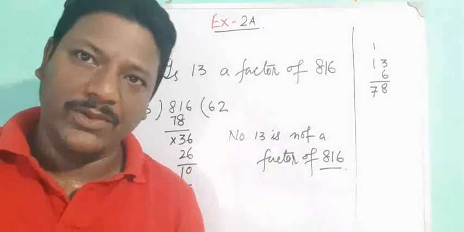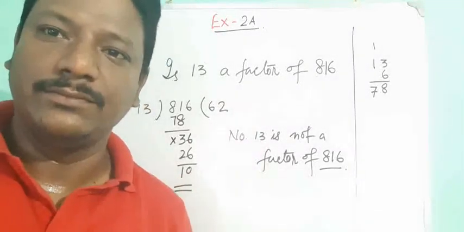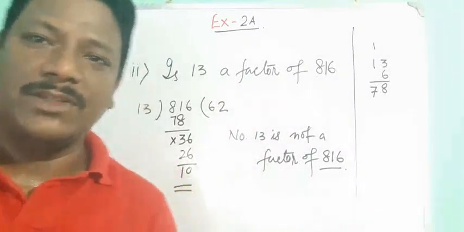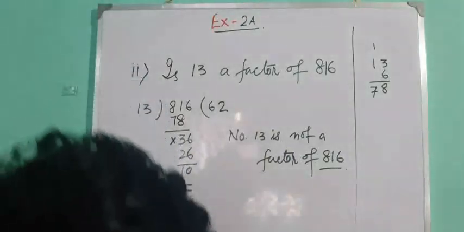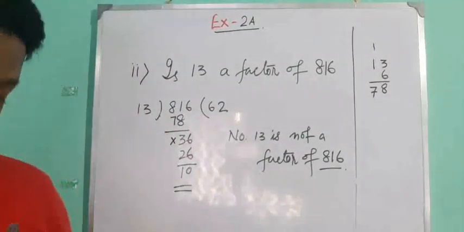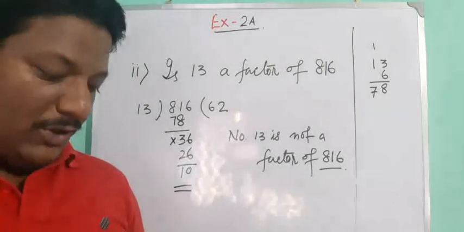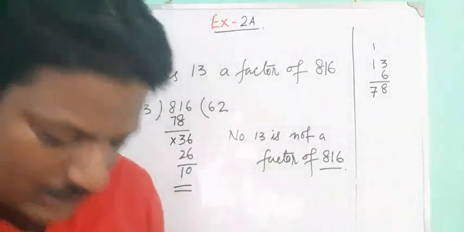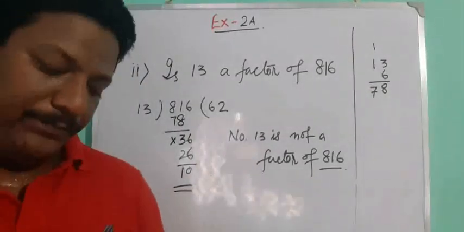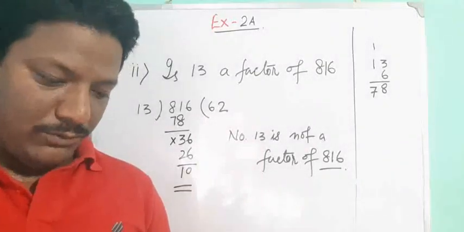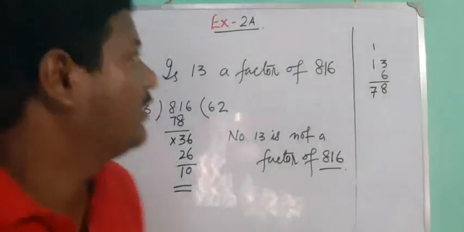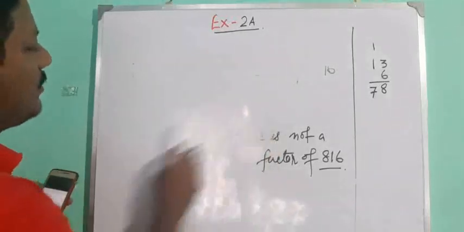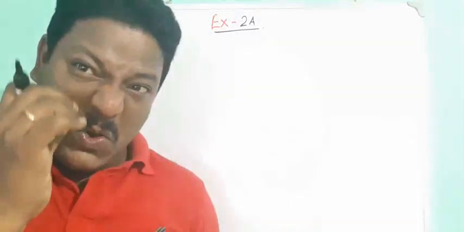Alright, you understand? Okay, this is very simple, that 13 is not a factor of 816. Okay, let us do question number 2 onwards. Question number 2 is very simple. I will be doing 1 or 2 sums. You can continue, okay, in your maths copy.